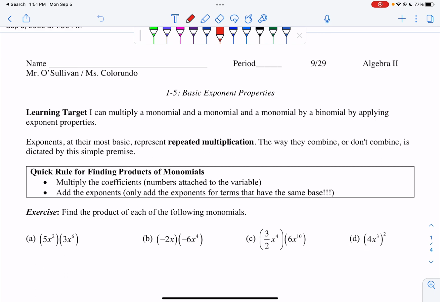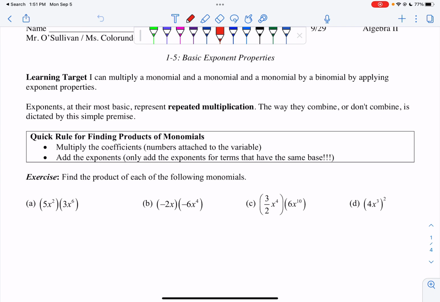Today's learning target is I can multiply a monomial and a monomial, and a monomial by a binomial by applying exponent properties. Exponent properties are going to play a huge role in Algebra 2, so it's very important that we are familiar with them and know how to use them fluently. It's one of those things that we should sort of just do instinctually after a while, all right?